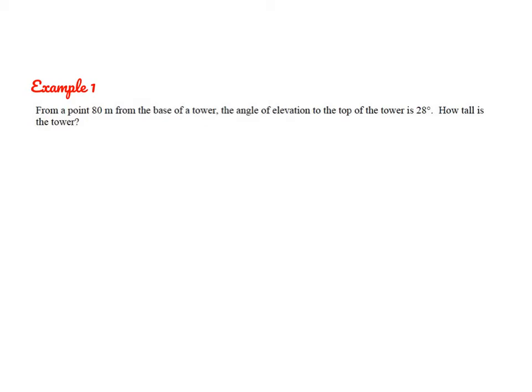So let's start with this first part. From a point 80 meters from the base of a tower. So that means that we're going to draw some tower. I'll draw it in black. So there's our tower. And it says from a point 80 meters from the base. So remember, base means the bottom of a tower. So here's the ground, okay? And of course we know that a tower and the ground should make a 90-degree angle.